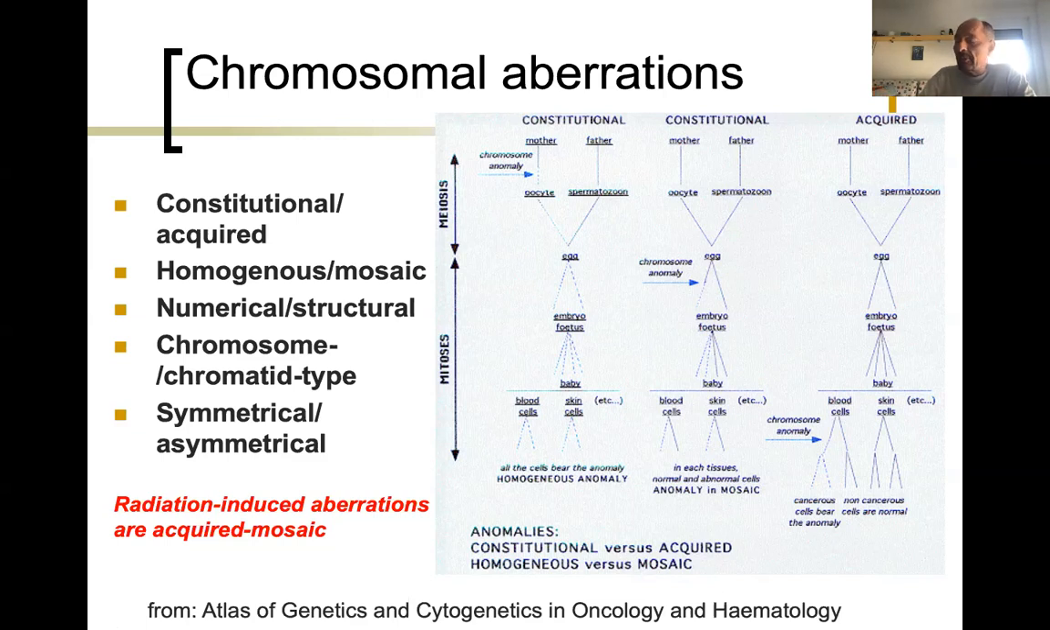Generally speaking, you have to remember that when we talk about radiation-induced aberrations in adults, of course, in principle you can also irradiate an egg. If you irradiate an egg or an oocyte, then in that case you can have a constitutional homogeneous anomaly. But if you irradiate an adult, all of them are acquired and mosaic.